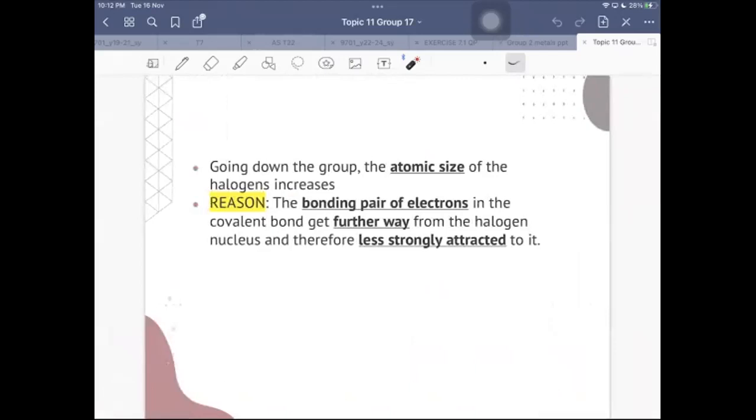When you come to the exam, it is not enough for you to just write that the bond strength is getting weaker as you go down the group because the atomic size is getting bigger. You have to mention that the bonding pair of electrons in the covalent bond get further away from the halogen nucleus and therefore are less strongly attracted to it. So that means it's easier for you to break the covalent bond because of the weaker attraction.